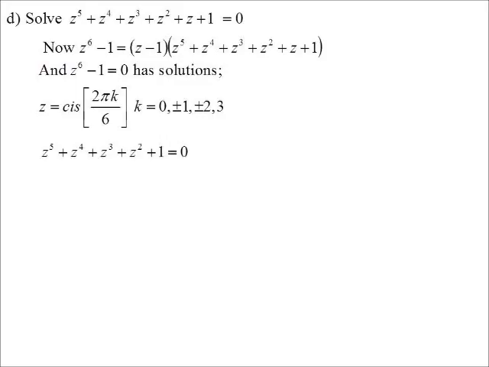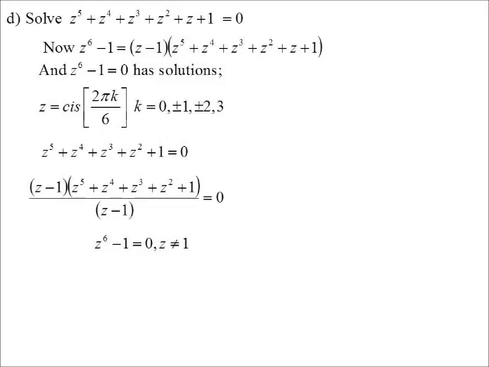This is another way of explaining why it's the same thing, because what I could do is multiply top and bottom of this fraction by z minus 1. The top of the fraction is z to the power of 6 minus 1, but of course the bottom of the fraction can't equal 0. So that's another way of explaining why I get all the solutions to z to the power of 6 minus 1, but I won't get the solution z equals 1.